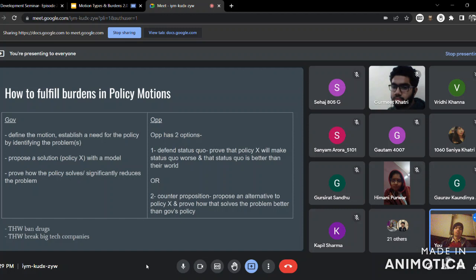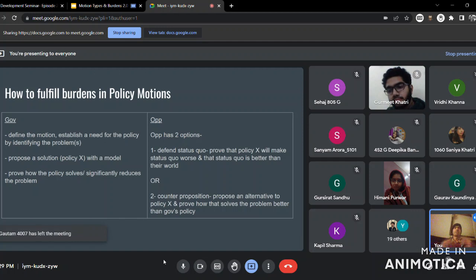The second way to go about it is to propose a counter proposition. This means that if Gov is following policy X, as opposition, you can choose to have a different solution to the problem, which can be policy Y. You explain that similar to Gov, and you prove how that solves the problem better than the Gov's policy, right?